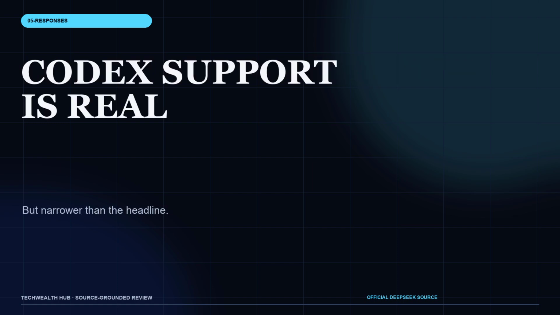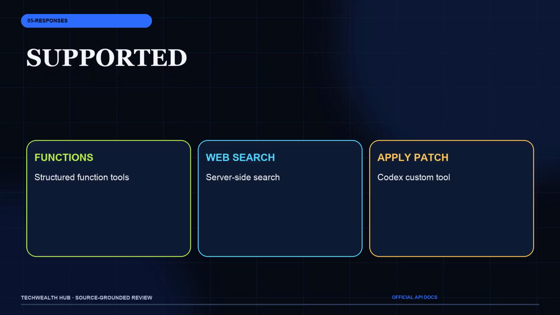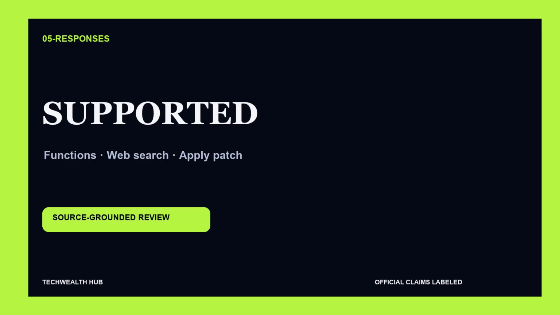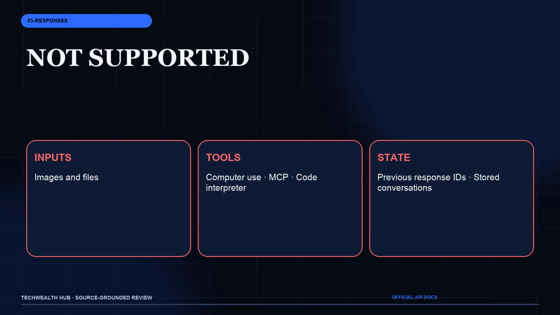The Codex integration is real, but narrower than the headline suggests. DeepSeek supports function tools, server-side web search, and the apply patch custom tool Codex needs. That is enough for a useful text-first coding loop. It does not support image or file inputs. File search, code interpreter, computer use, MCP tools, background responses, stored conversations, and previous response IDs are unsupported.